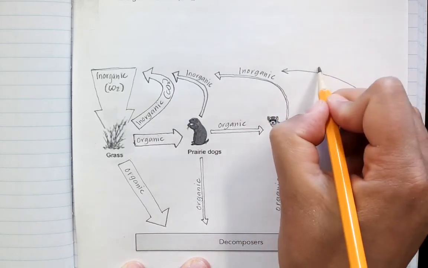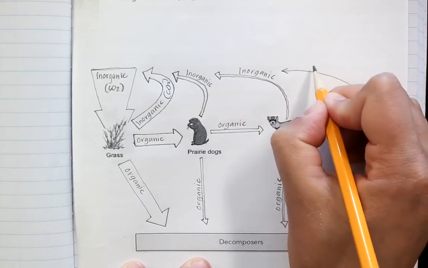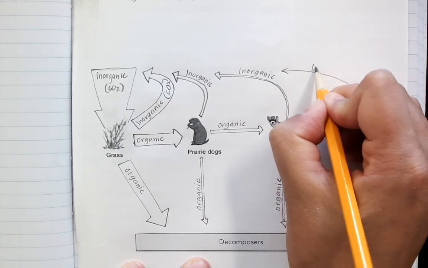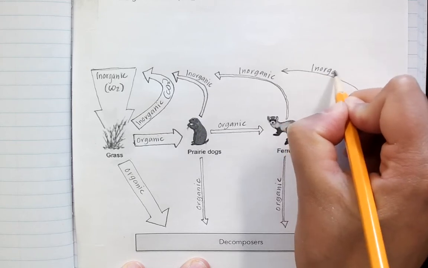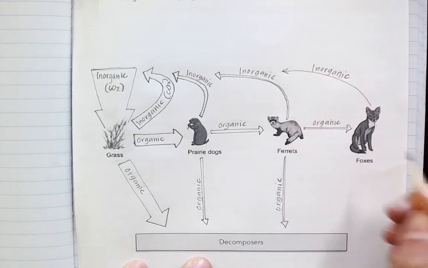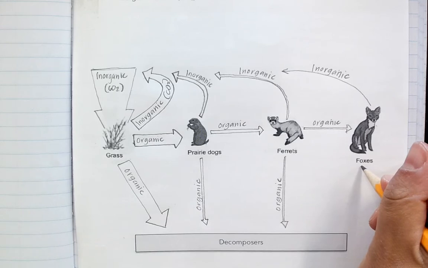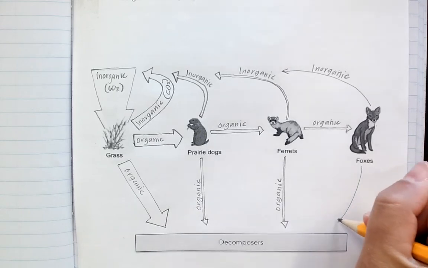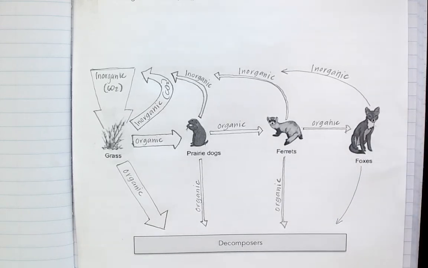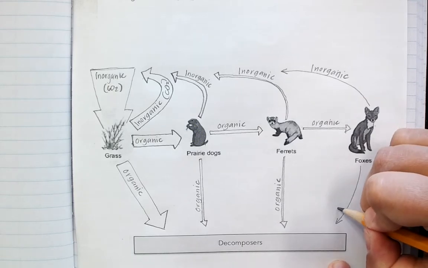All organisms do. They're gonna need to move. They're gonna need to catch those ferrets. So this is that inorganic carbon. Foxes are also going to die, but we don't have a predator for them on this food chain, so we're gonna leave that part blank.